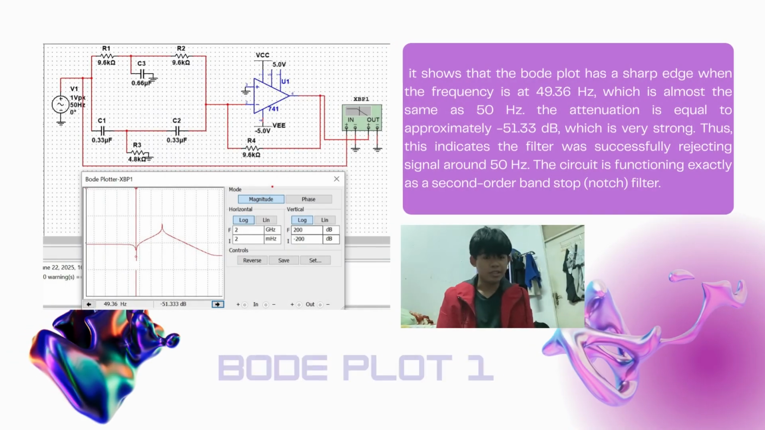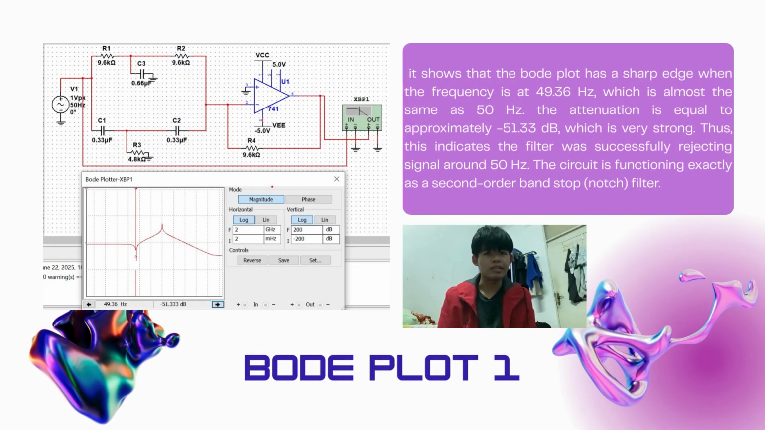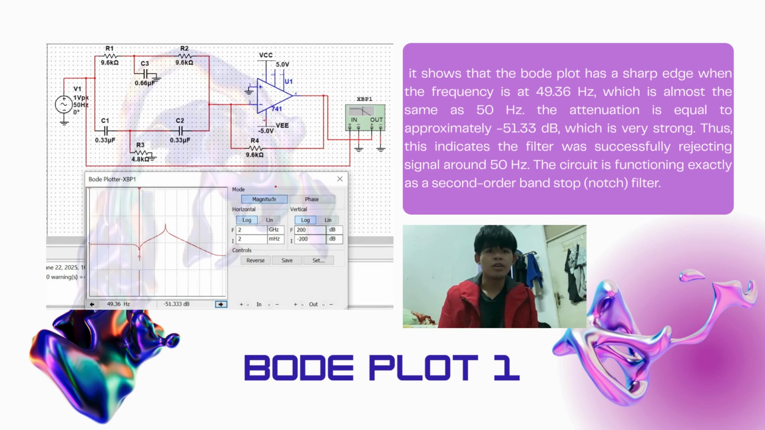Here is the result. It shows that the Bode plot has a sharp edge when the frequency is at 49.36 Hz, which is almost the same as 50 Hz. The attenuation is approximately negative 51.33 decibel, which is very strong. Thus, this indicates the filter was successfully rejecting signals around 50 Hz. The circuit is functioning as a second order band stop notch filter.